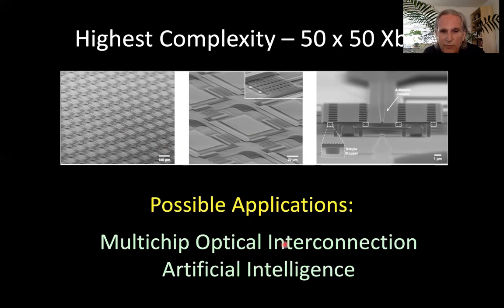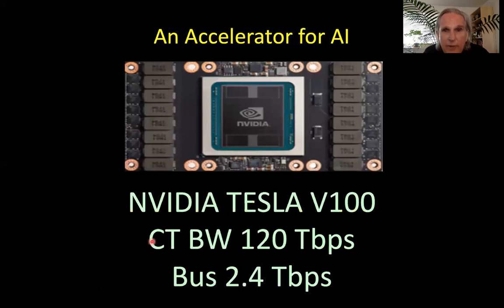And this could be for multi-chip optical interconnection, which could be used in artificial intelligence. We can take a quick look at that. It's a very interesting application. So this is an accelerator, a GPU and accelerator, an NVIDIA GPU accelerator. Here it is on a package. You can buy 4 of these and put it around a CPU, and you get the state-of-the-art AI device that goes on a little board.